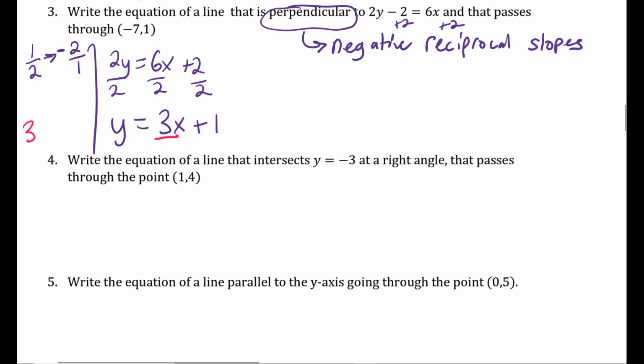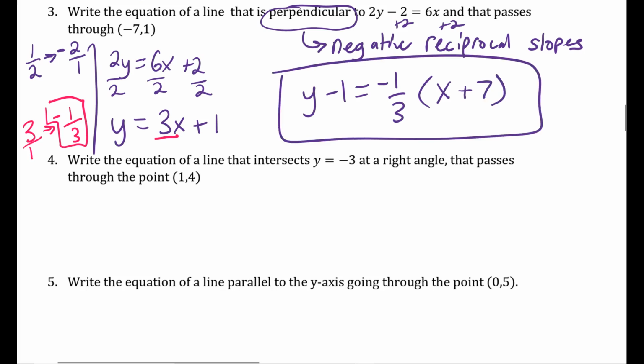So the negative reciprocal of 3, well, we could think about 3 as 3/1, and since it's positive, it's going to become negative 1/3. So I just negated and flipped the fraction. So this is the slope we're going to use. So when we plug in, y minus 1 equals, my slope is negative 1/3 times x minus a -7, so it's going to become plus 7. And that's what your line would look like.